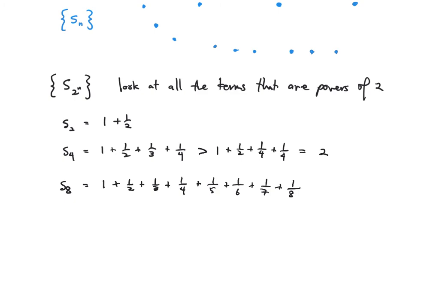Earlier, I took this part right here and rewrote that as 1/4 plus 1/4. And I want to do the same thing for this part. So I'm going to group these two together, and then I'm going to group these 4 over here together, and come up with a series that's a little bit less than S8. So S8 is going to be bigger than 1 plus 1/2 plus, and then in parentheses here, 1/4 plus 1/4.